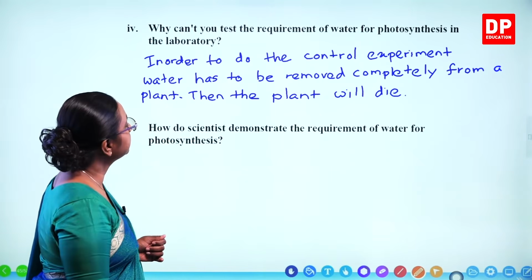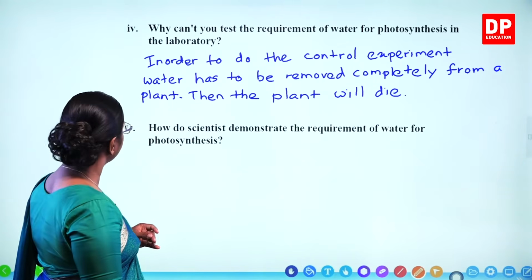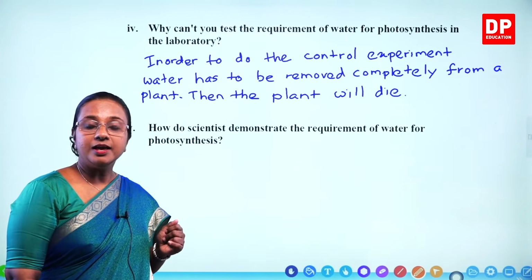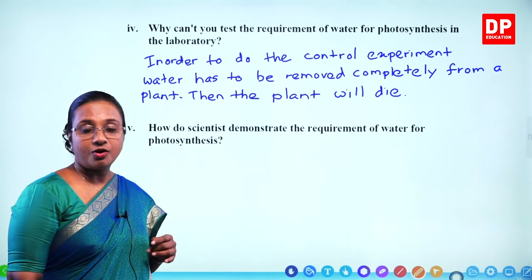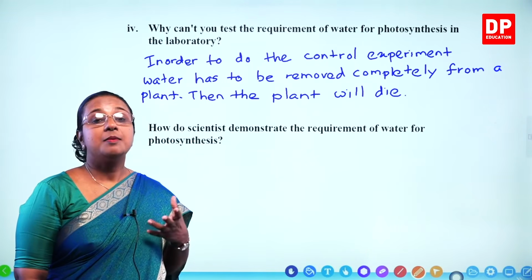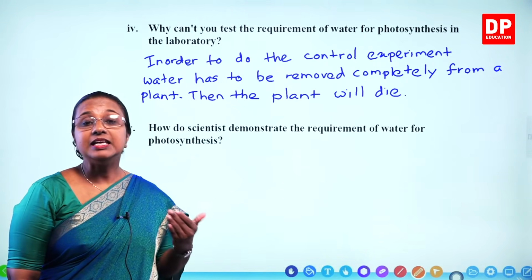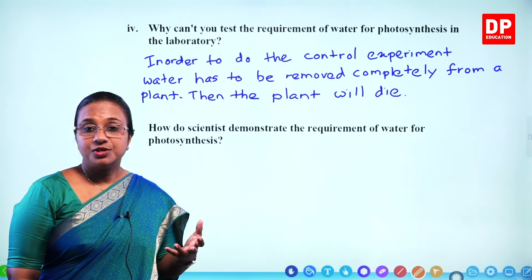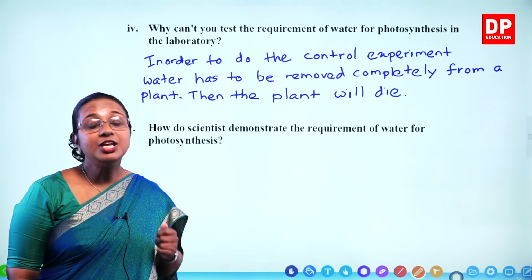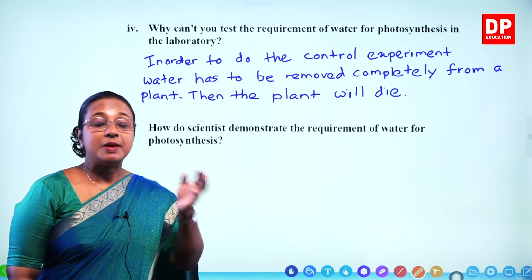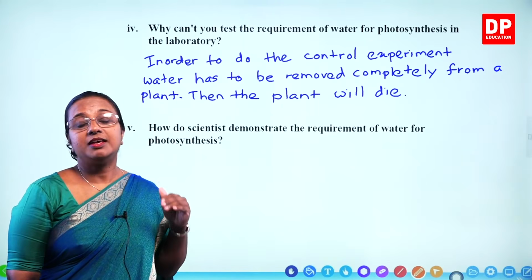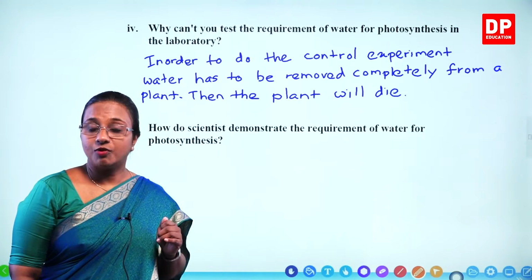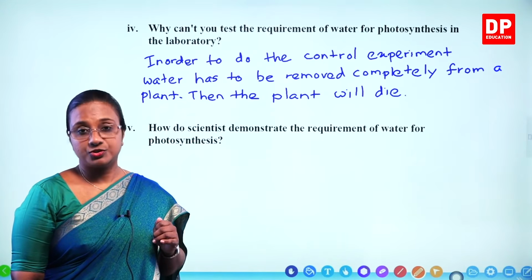How do scientists demonstrate the requirement of water for photosynthesis? How do they demonstrate, or how have they demonstrated? By using the 18 oxygen isotope. I told you all that is a radioactive isotope. By determining and monitoring the radioactivity, they were able to demonstrate that water is needed for photosynthesis.